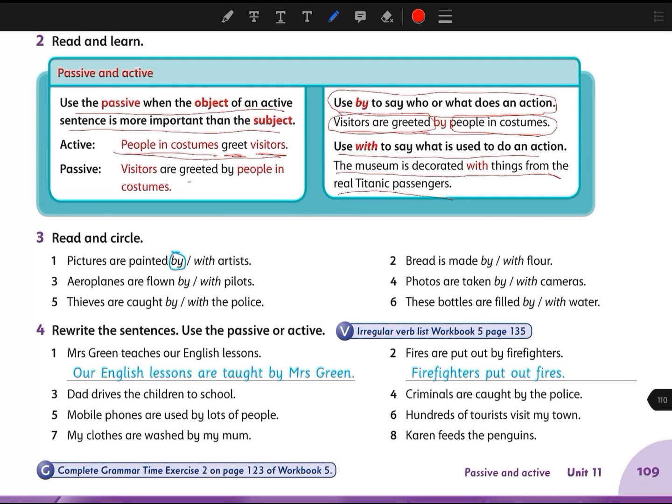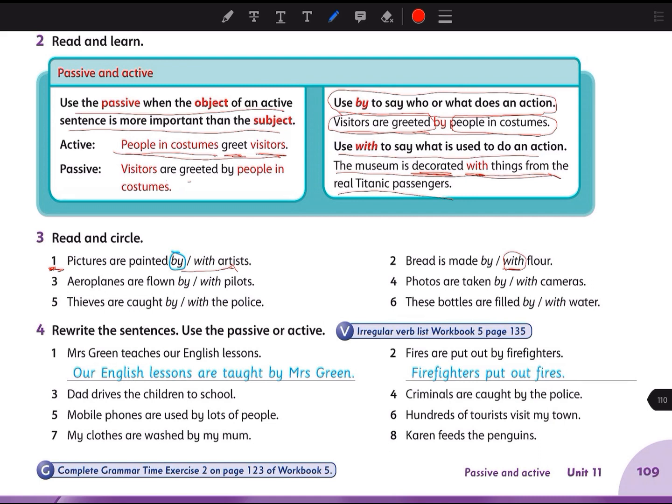Okay. If we return to the sentence, pictures are painted by or with artists. By artists, because artists are the subject of the sentence. Here we know the subject. Two, bread is made by or with flour. If you look at it here, we choose with. Why? Because when we have with, it gives more information about the action, what is used to do the action. Bread is made with flour. It gives more information about the verb.